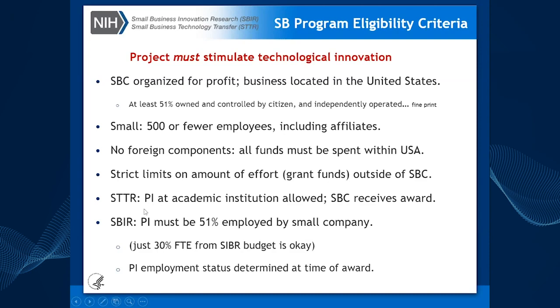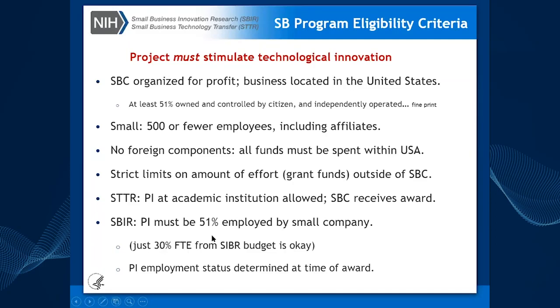For the STTR program, and I'll get into what these acronyms mean in a minute, you can be a PI at an academic institution and move forward with the application and the award. But understand that it's the small business that actually receives the award. For the SBIR grant program, the PI must be 51% employed by the small company.